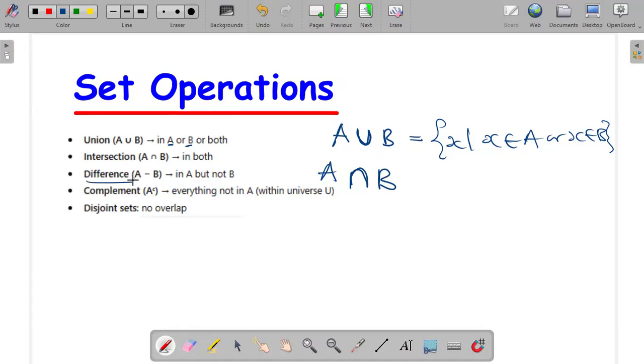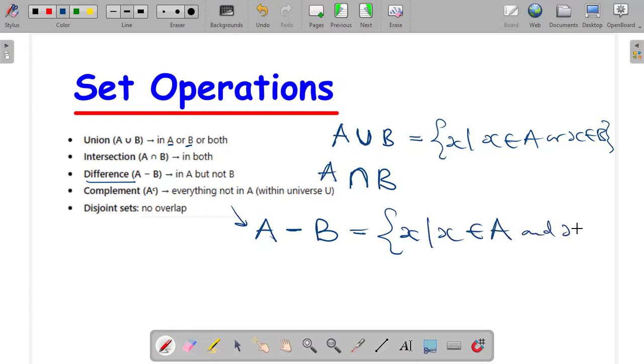And then you have the set difference, A with a difference or subtraction sign, B. This tells us elements that are in A, but they are not in B. That is the set difference. In set-builder notation, I would say x such that x is a member of A and x is not a member of B. So this is what the set difference means.